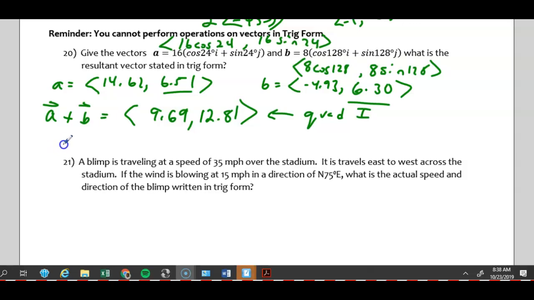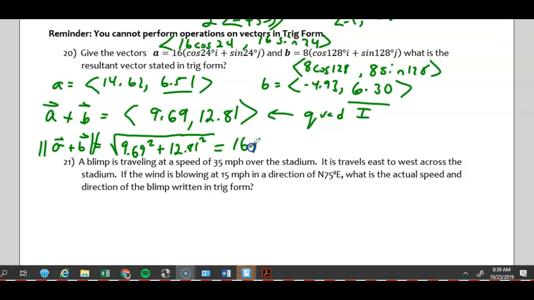And the last thing we need to do, it says what is the resulting vector stated in trig form? Well, we need to find the magnitude of vector A plus B. So we have 9.69 squared plus 12.81 squared, and we get 16.1 when we do that.